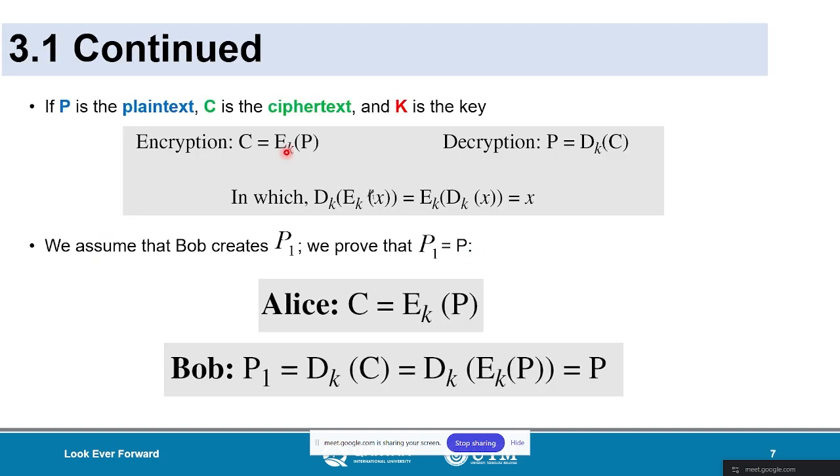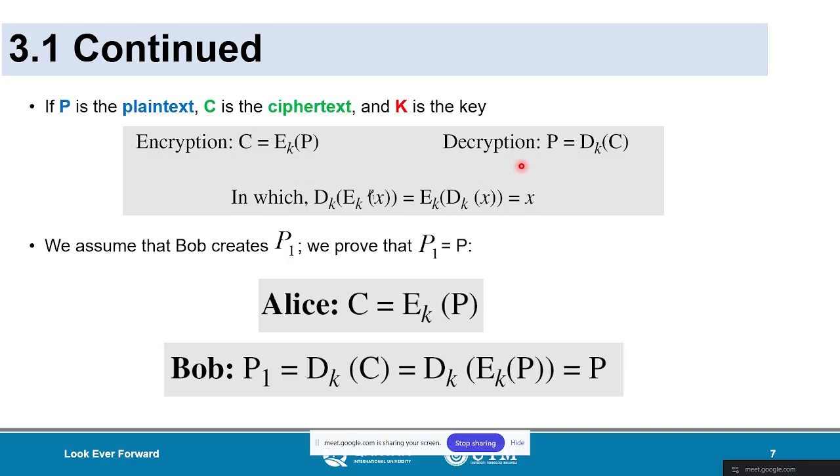Now, if P is a plain text and C is a ciphertext and K is the key, the encryption would be C, or in order to get the ciphertext, we need to do this. Normally, we will read it through here. However, I will tell you from here how. In order to encrypt a message, you first have the plain text and you will encrypt that plain text, using the key. You will get a ciphertext.